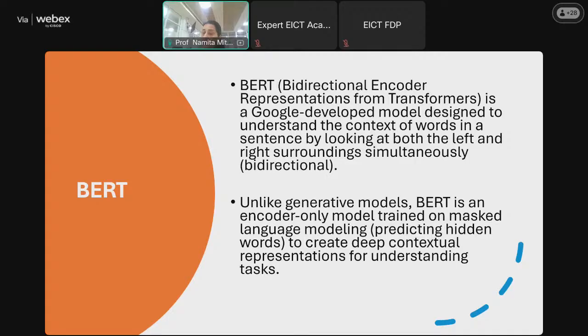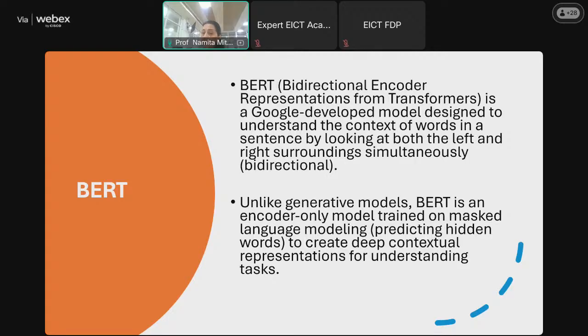So Y is a hidden word. It is already there in the training dataset, but we hide it for predicting it correctly. If we are able to predict the same word from the flow of the training dataset, it means our model is accurate. So why do we do it? To create deep contextual representations for understanding the task.